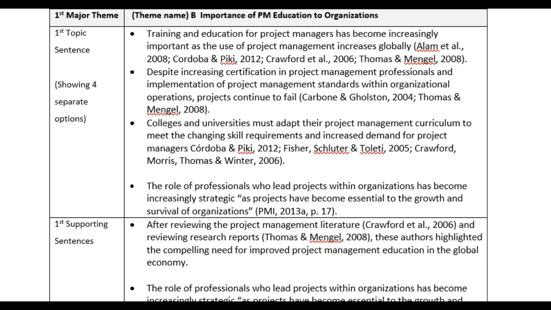The other thing that we do in Week 5 is for each one of the 4 or so major themes or major concepts that authors talk about, we write a topic sentence for that section and then write some additional sentences showing what some of the other authors thought about that.